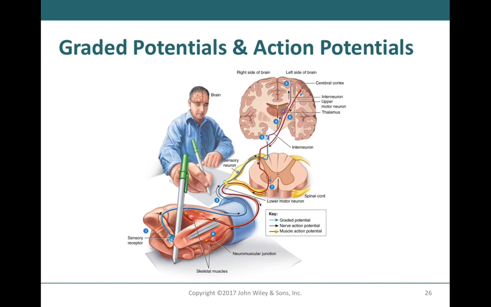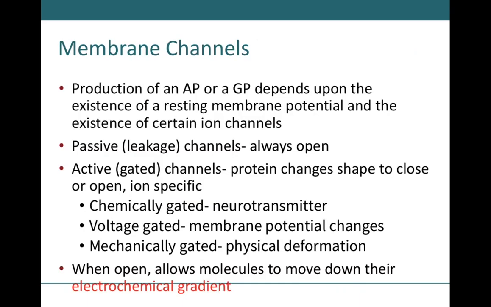Action potentials can be fired over a long distance, and those are down the axon of our neurons, and graded potentials will often travel from the dendrites all the way to the cell body. So graded potentials and action potentials are very similar. Action potentials are just able to be fired over a much longer distance.